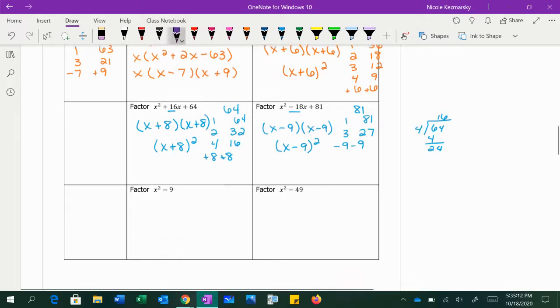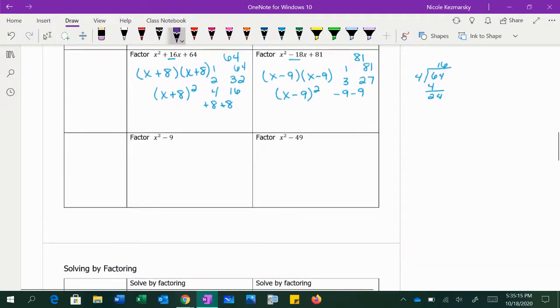In the next two examples, we're missing something. We're missing that middle term. So what we're going to do is think of this as x squared plus 0x minus 9. So we're going to do our factor pairs, 1 and 9, 3 and 3. And we want the factor pairs that are going to get us 0. Well, to get 0, I can do a positive 3 and a negative 3. They're opposites. And so I can do x plus 3 and x minus 3.